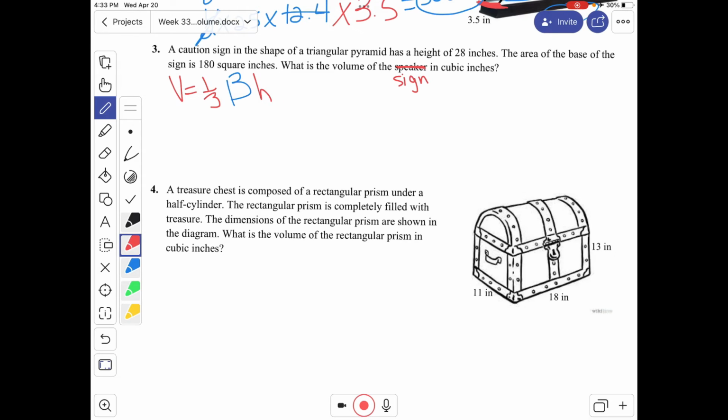It tells us the height is 28 inches, and the base is a triangle, but it tells us the area of the base is 180. So I don't need a formula. I can just plug in the number 180 where the B is, and then times 1/3 and times the height, which is 28. Try to simplify. I can divide 180 by 3. That would be 60. And 28 times 60.